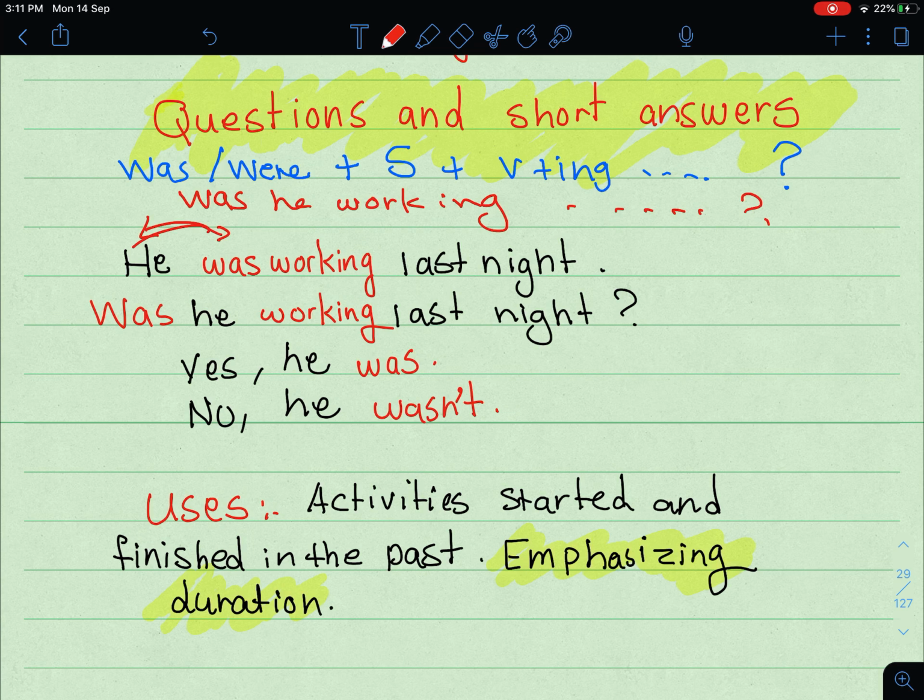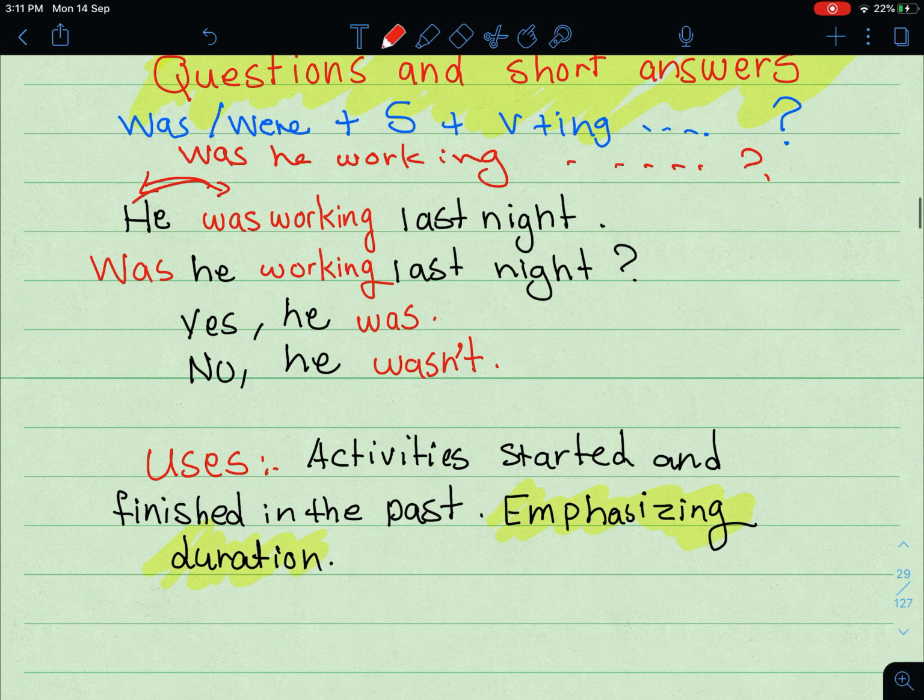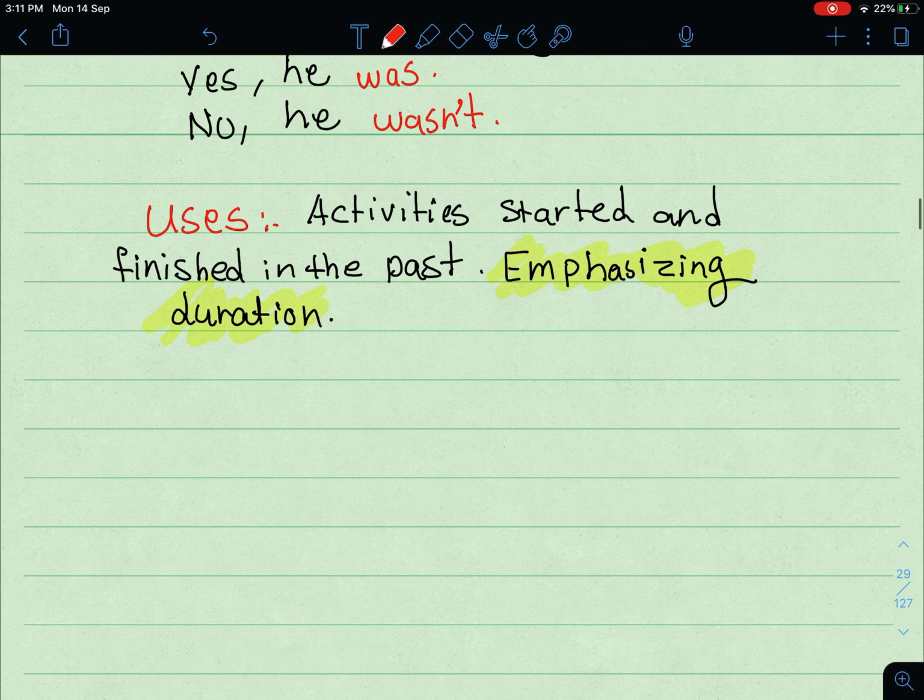working last night, question mark, as it's here. طبعا don't forget to start with a capital letter and end your question with a question mark. Was he working last night? Yes, he was, or no, he wasn't. Clear? Very, very easy. خلاص.